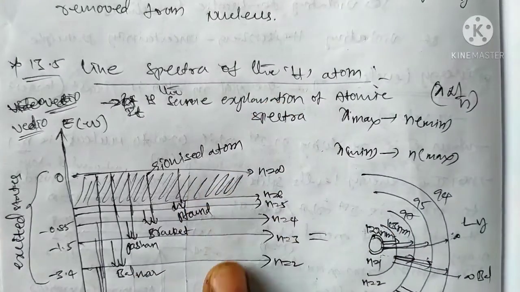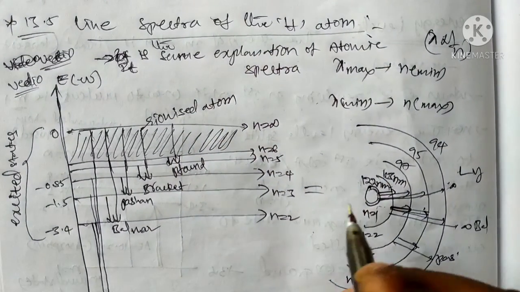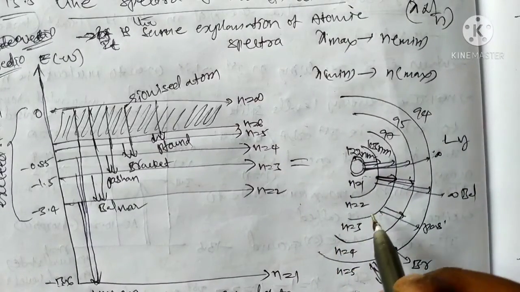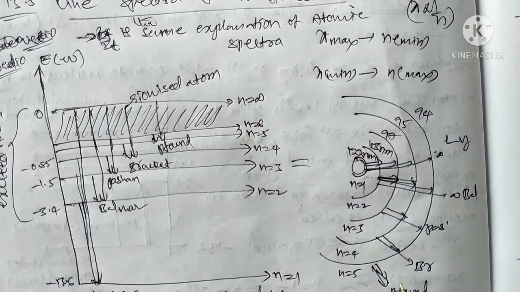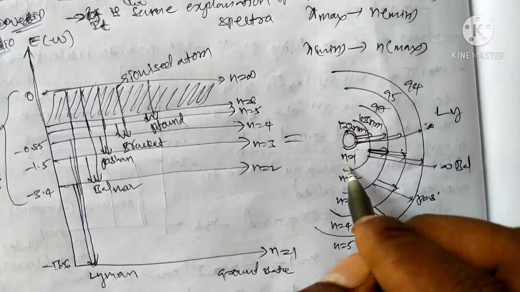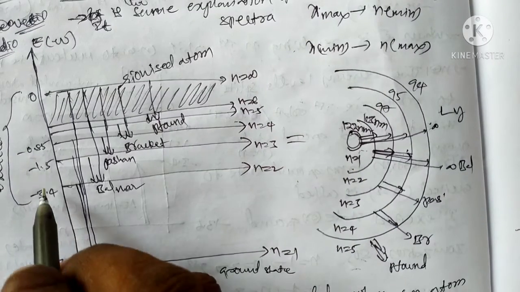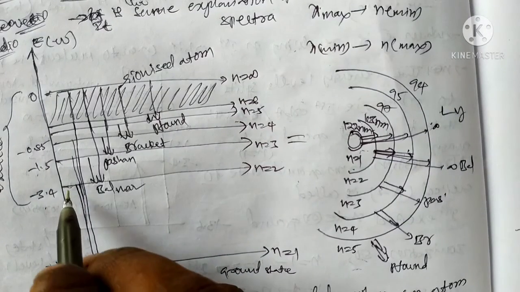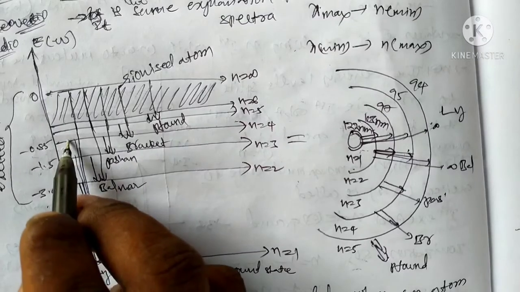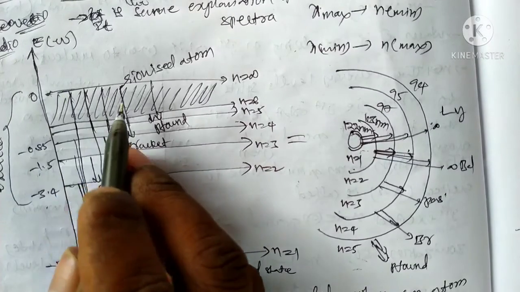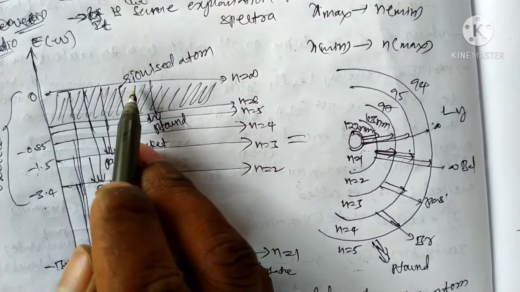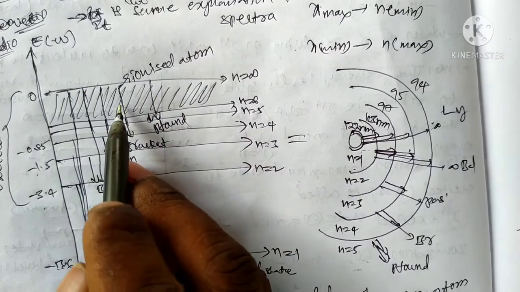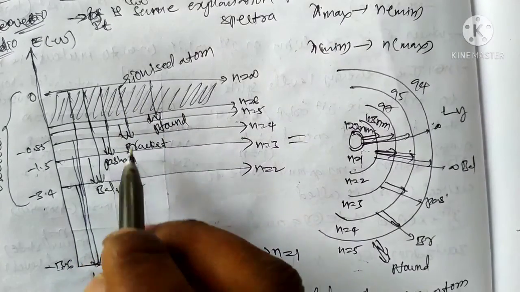Here there is the nucleus. There is the first orbit, second orbit, third orbit, fourth orbit, like this. Each orbit has some energy: minus 13.6, next minus 3.4, next minus 1.5, and so on. These are the energies. This is the ground state, first excited state, second excited state, third excited state, fourth, fifth, like this up to infinity. Infinity means ionized atom. Ionized atom means there is no transition to a higher level.